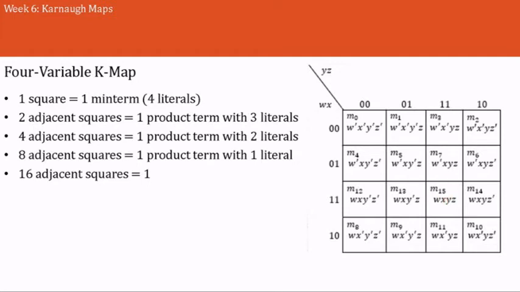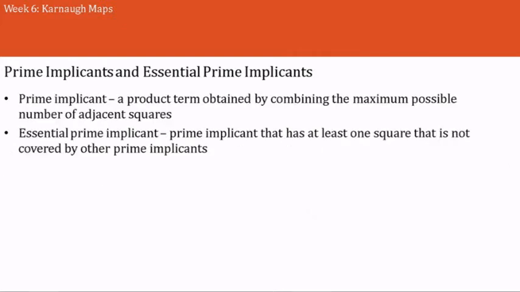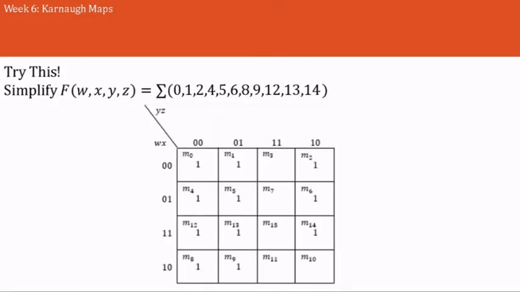have here minterm 15. So we have prime implicants and essential prime implicants. A prime implicant is a product term obtained by combining the maximum possible number of adjacent squares. And we also have the essential prime implicant, the prime implicant that has at least one square that is not covered by other prime implicants. Okay, so let's try this.